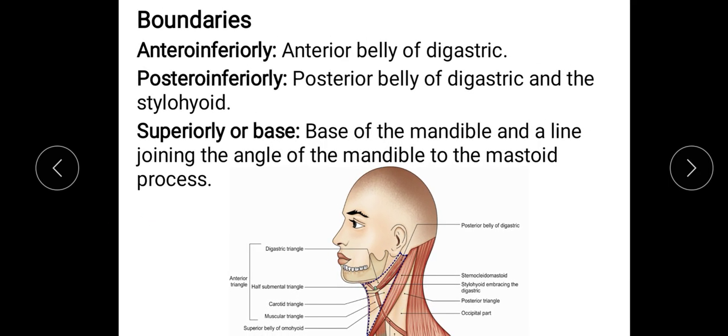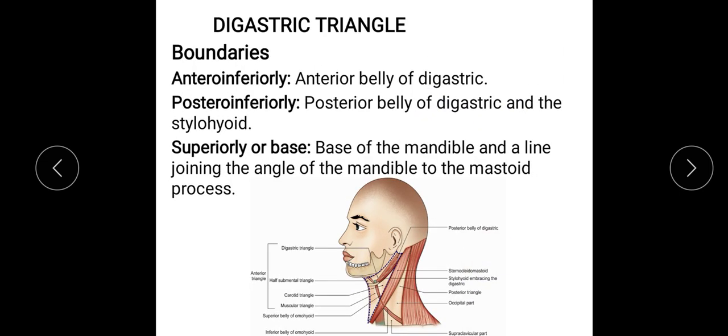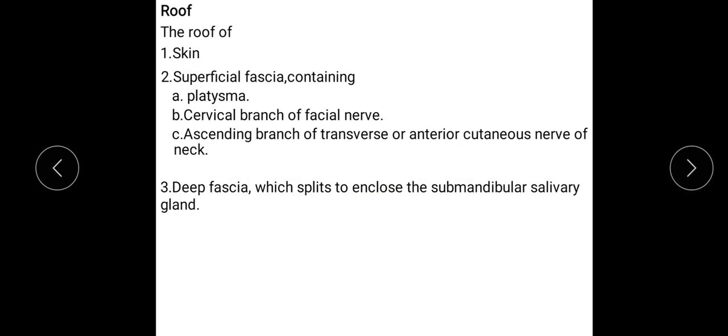Then the base or superior boundary is formed by base of mandible and line joining angle of mandible with the mastoid process. These form the base or superior boundary of digastric triangle. Then the roof is formed by skin and superficial fascia. Superficial fascia contains platysma, cervical branch of the facial nerve, ascending branch of transverse or anterior cutaneous nerve of the neck, and the deep fascia, which splits to enclose the submandibular salivary gland.